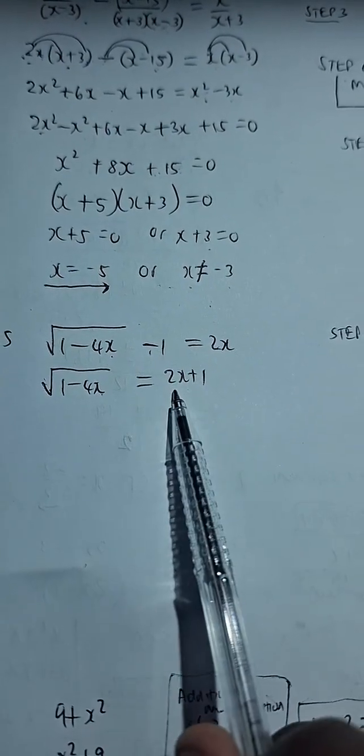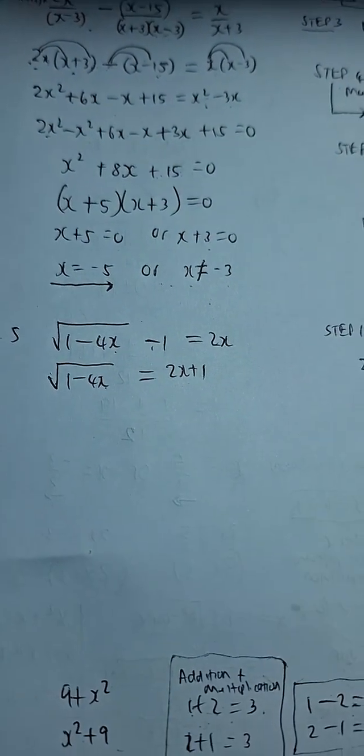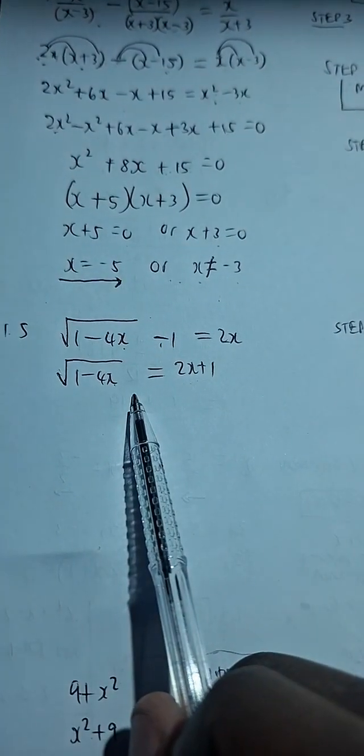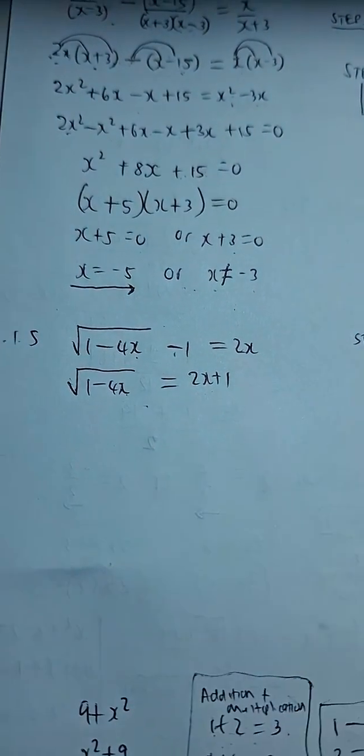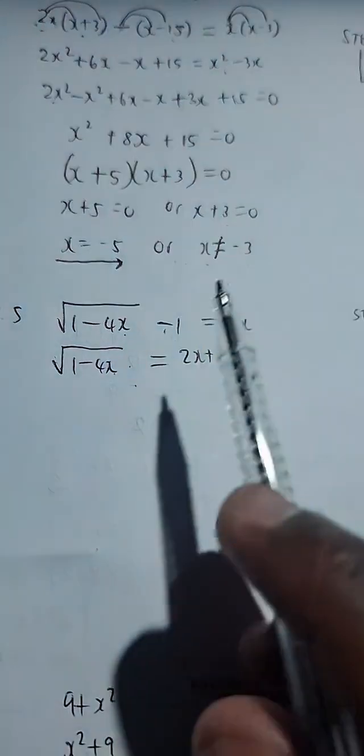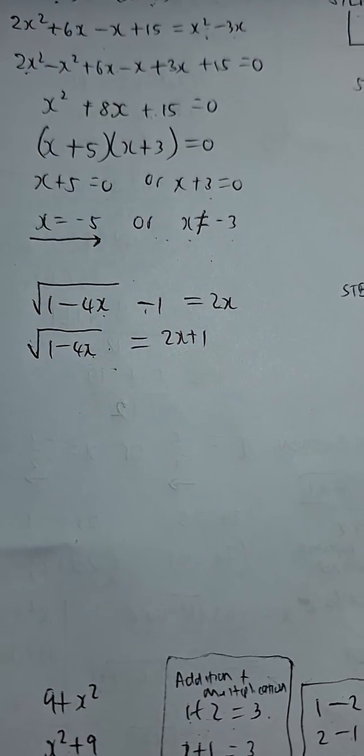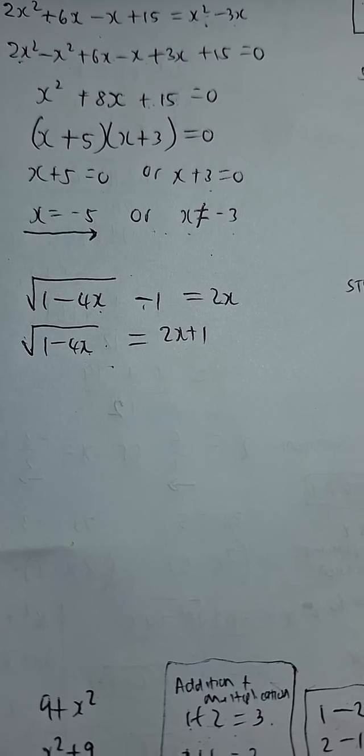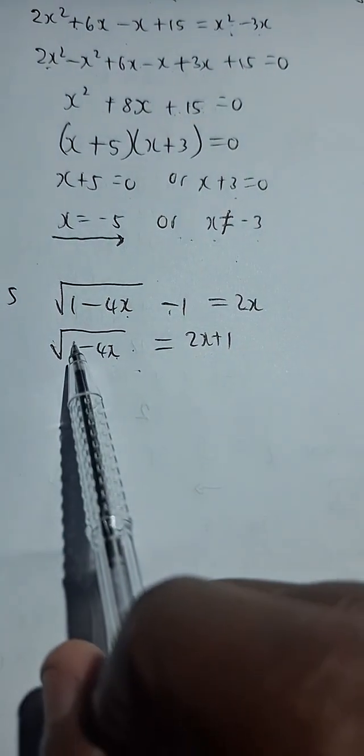The square root of 1 minus 4x is equal to 2x plus 1. This is grade 11. Maybe you are in grade 12 and you are done, but this is grade 11, and the things that you do in grade 11 are done in grade 12. Then we square both sides. So let's do that.